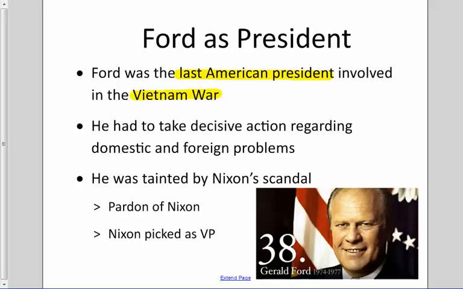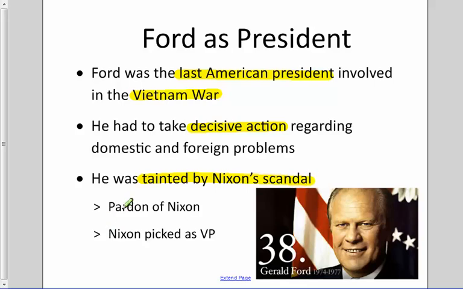We've already talked about the Vietnam War, so you should have an idea about what happened under Ford. He is the president as we are pulling troops out and as our embassy fails. He had to take some serious, decisive action and make a lot of decisions in both domestic and foreign policy. But he ends up being tainted by Nixon and his scandal and can't ever really recover from that.